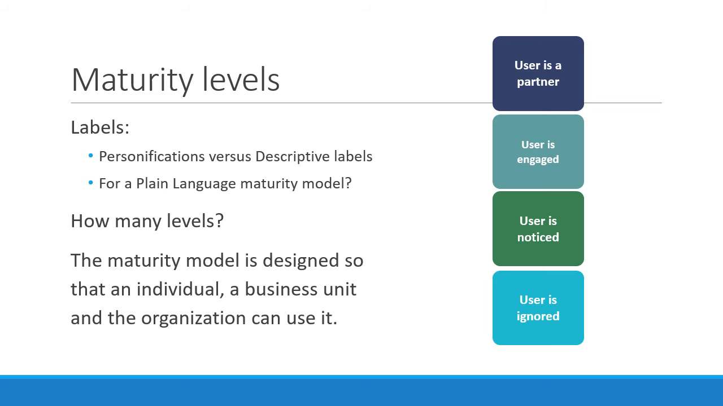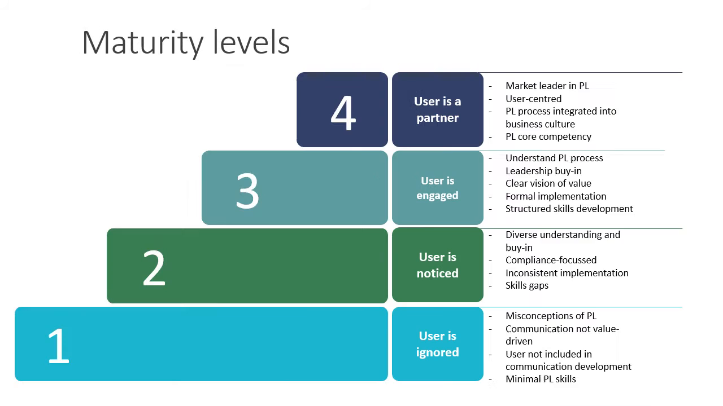And we specifically designed the maturity model so that an individual, a business unit, and the organization as a whole can use it. In this slide, you have the 4 levels and a brief description in terms of understanding, leadership, skills and learning, and process. In other words, those 4 key aspects of implementing plain language as a strategic priority.